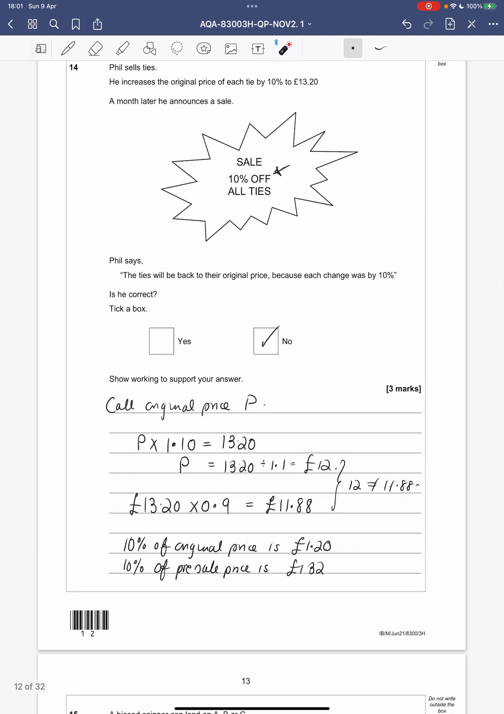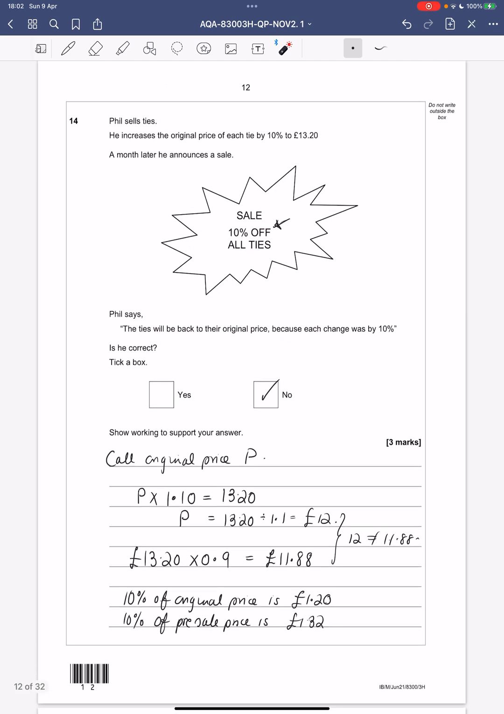Number 14, Phil sells ties. He increases the original amount of each tie by 10% to £13.20. 1 month later, he announces the sale, 10% off. He says the ties will be back to the original price because each change was by 10%. Is he correct? The answer is no.